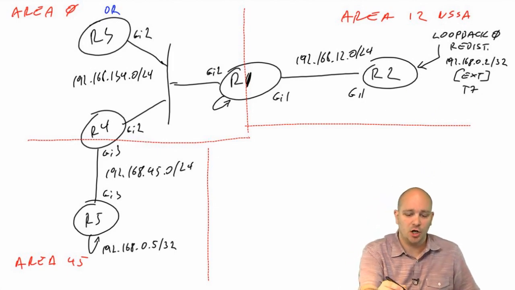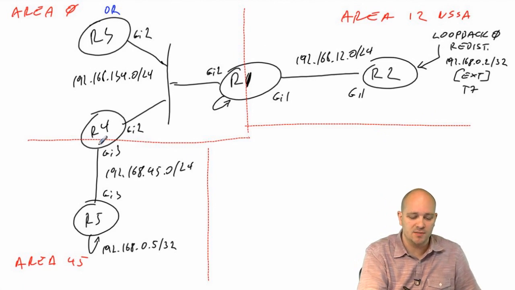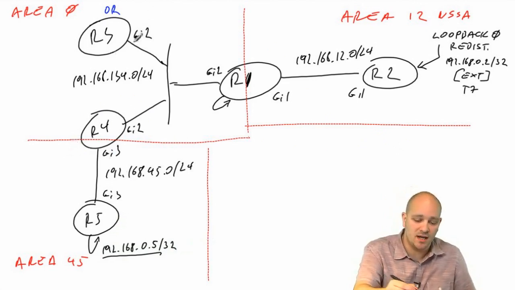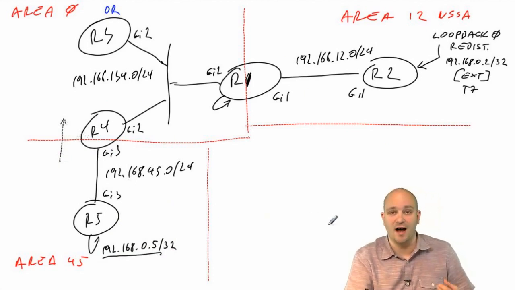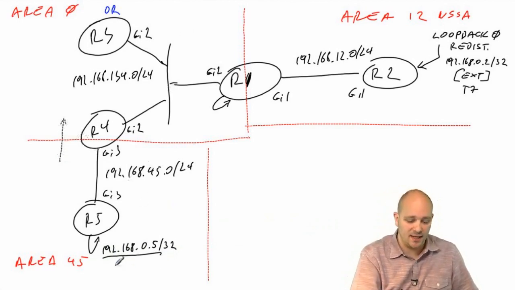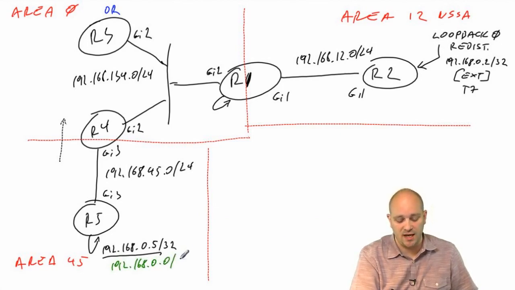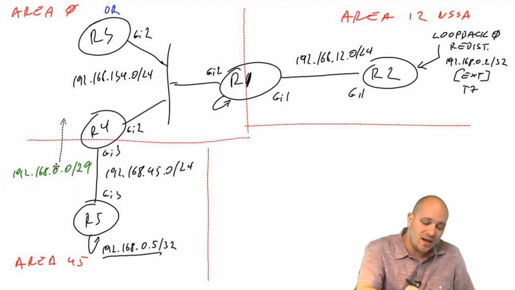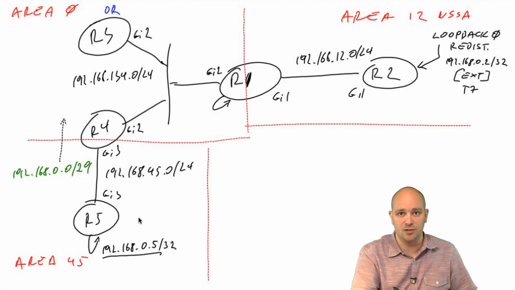One place where we can start, or the most logical place where we can start exploring this, would be on R4. So let's summarize this 192.168.0.5 loopback as it is being advertised from area 45 into area 0. So I will summarize this 192.168.0.5/32. I'm going to summarize it as, for example, 192.168.0.0/29, for example. So this is going to be the summary that I'm going to create when this route is being advertised into area 0.